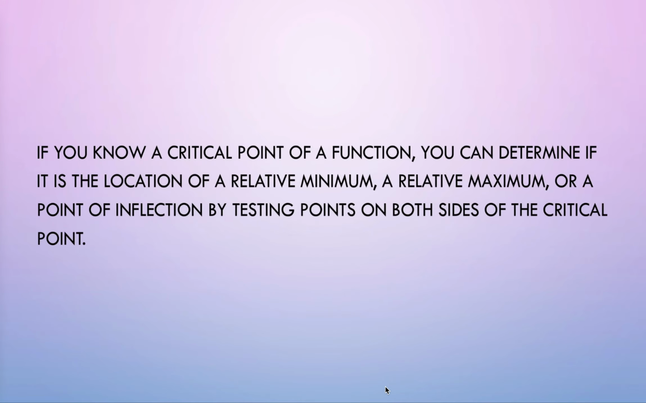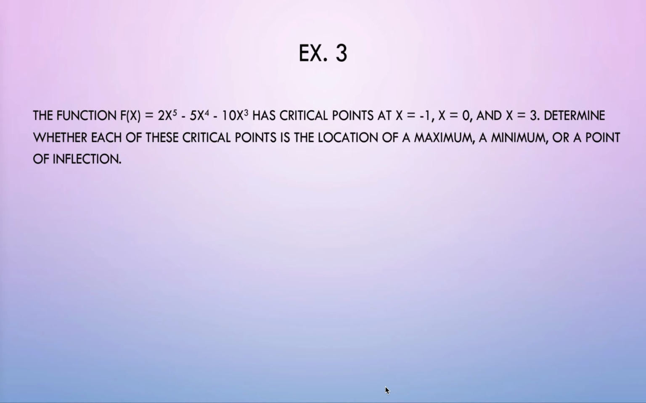If you know a critical point of a function, you can determine if it's the location of a relative minimum, a relative maximum, or a point of inflection by testing points on both sides of the critical point. So the function 2x to the fifth minus 5x to the fourth minus 10x to the third has critical points at -1, 0, and 3. Determine whether each of these critical points is the location of a maximum, a minimum, or a point of inflection.